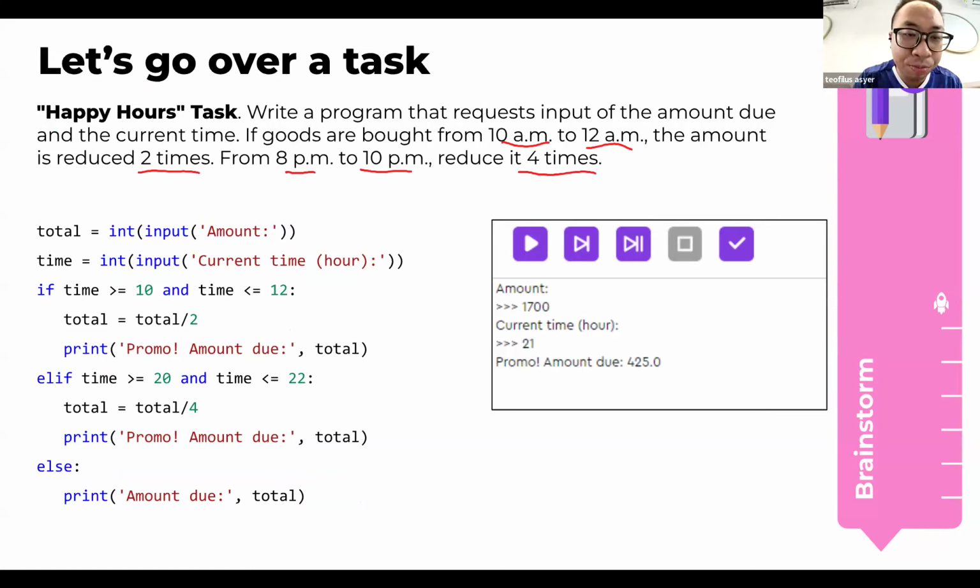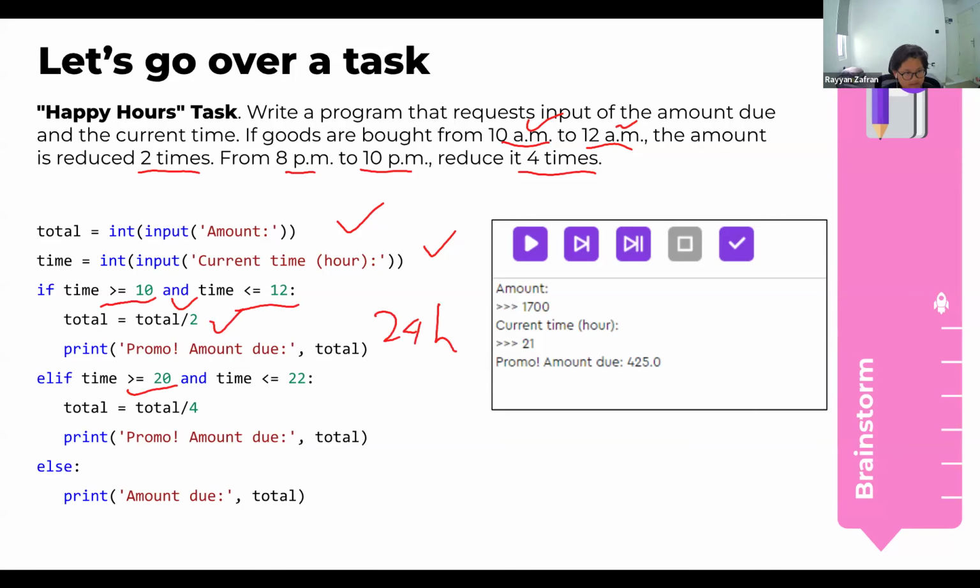First things first, as usual, always remember to write the question, okay? And after the question, you can start with the if. If time is more than 10, right? Yeah. And less than 12. 10 a.m. until 12 a.m., the total is going to be reduced two times, right? Yeah. Now, after that, please continue with elif because you have 8 p.m. until 10 p.m., right? So more than 20. Why 20? Because this is a 24-hour system, okay?